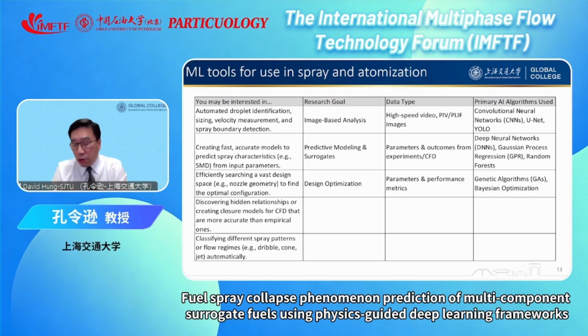The data could come from your parameters or performance metrics from experiments. So genetic algorithms or Bayesian optimization could be perfect. If you want to find out some hidden relationship from your closure model, from your CFD, or maybe from your empirical models, that seems to be uncovering the physics. And then you definitely need high-fidelity simulation or data. Then the physics-informed neural network, or PINN, or symbolic regression could be good tools.